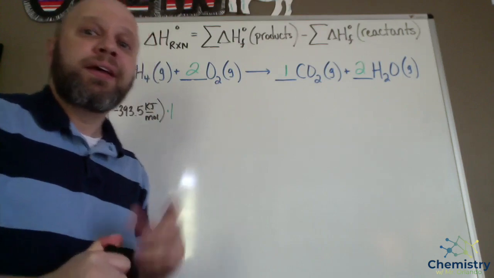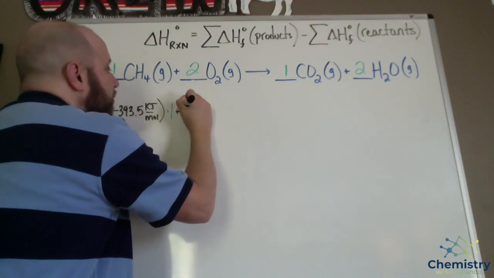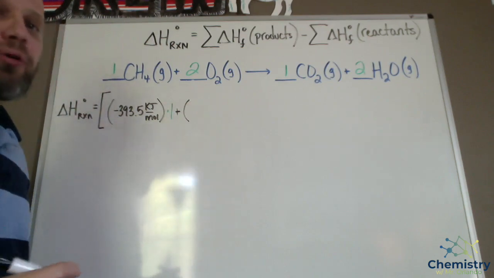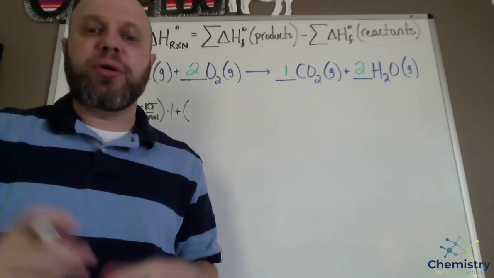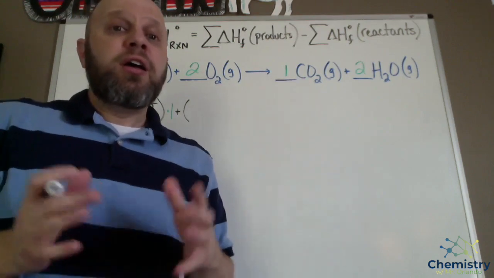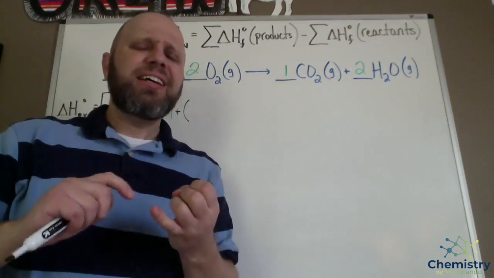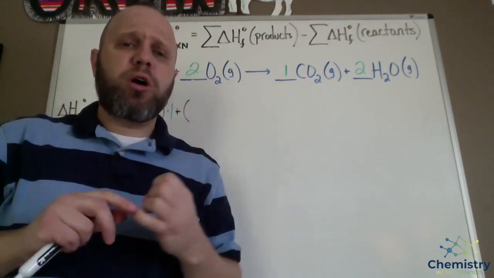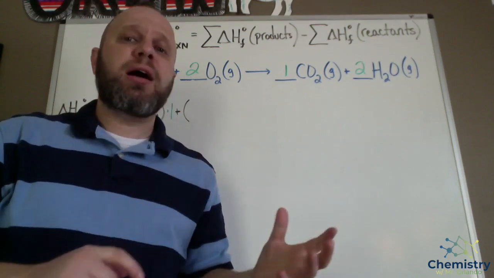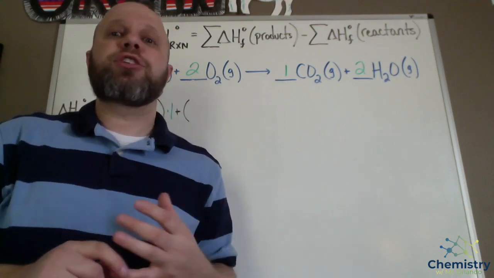So the next part I'm going to do is I'm going to look up the value for water. So I use regular parentheses to enclose each value and then square brackets to enclose products and reactants. So when you're looking up the value for water, 2 things. Number 1, they organize water in the table with oxygen compounds. That's probably because the central atom in water is an oxygen atom.